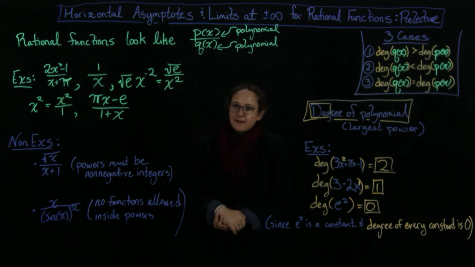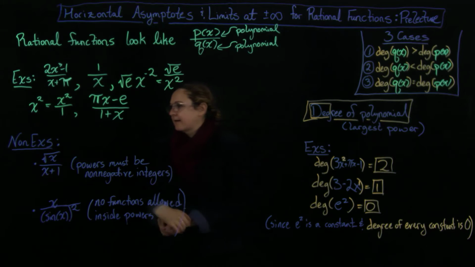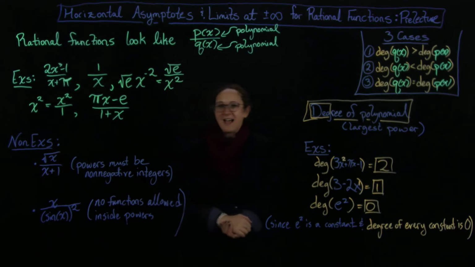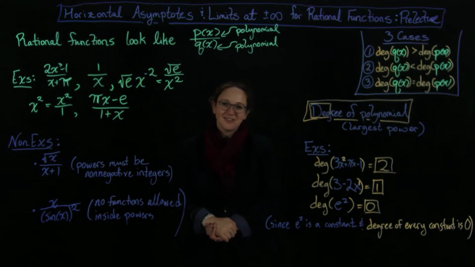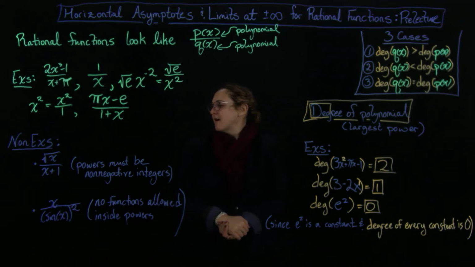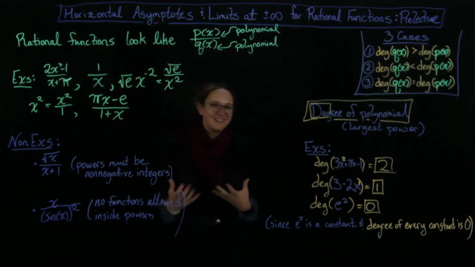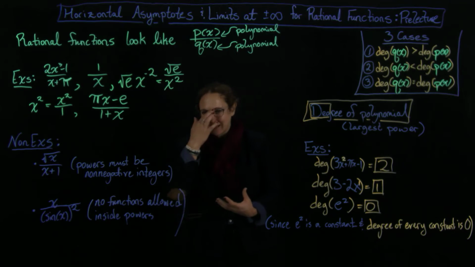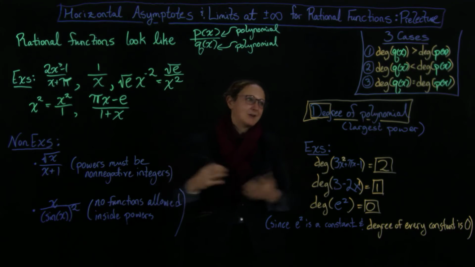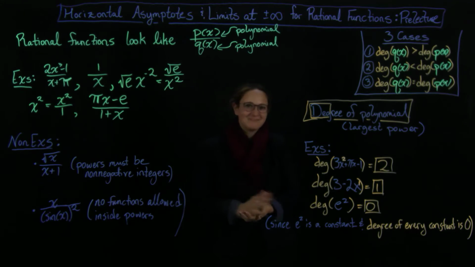Non-examples: I can't have fractional powers like the square root of x. I could have the square root of e because I was just talking about a coefficient or a constant. I can't have fractional powers. I also can't stick functions in and square them or something like that. It just is x that I can take to powers, or the constant.